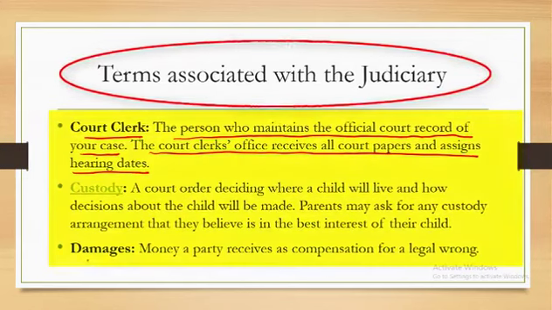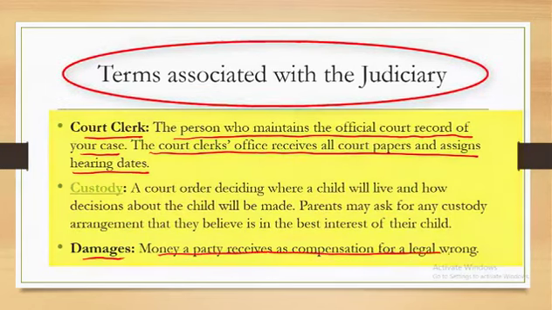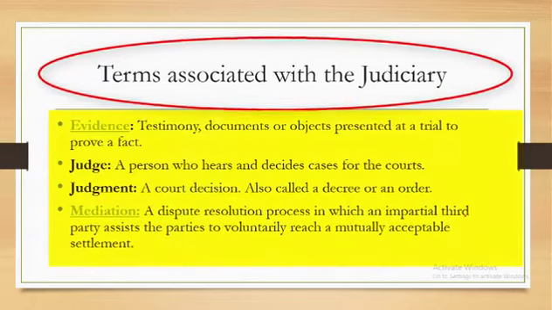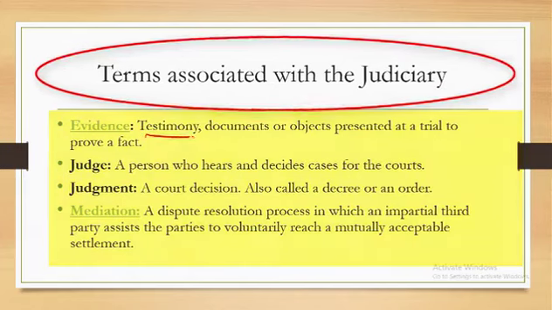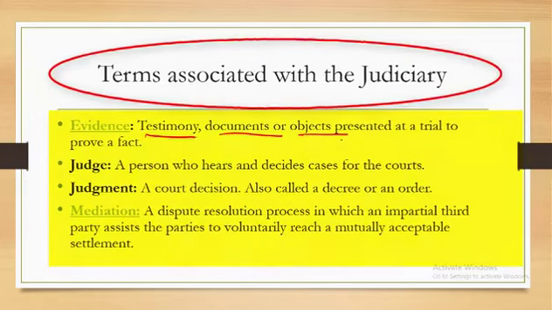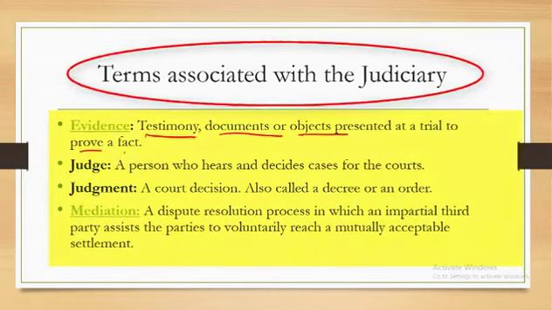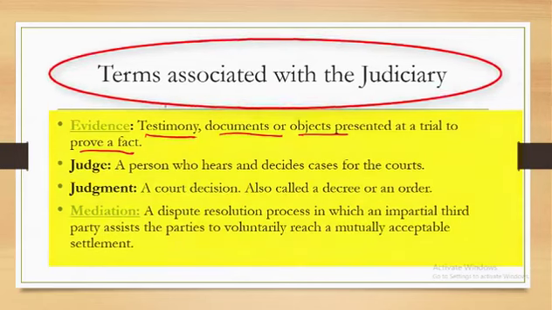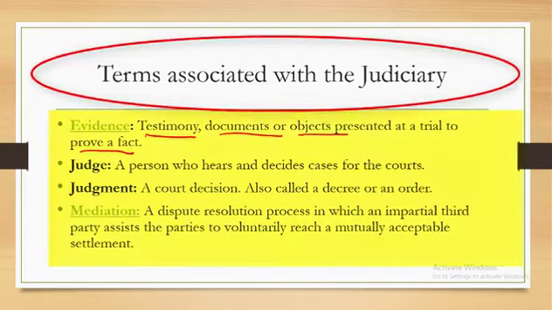Then we have damages. Damages is the money a third party pays as compensation for a legal wrong done to you. Then we have evidence. Evidence refers to testimony, documents, or objects that are presented during a trial to prove a fact. So the essence of presenting the testimony, document, or object is to prove a fact.